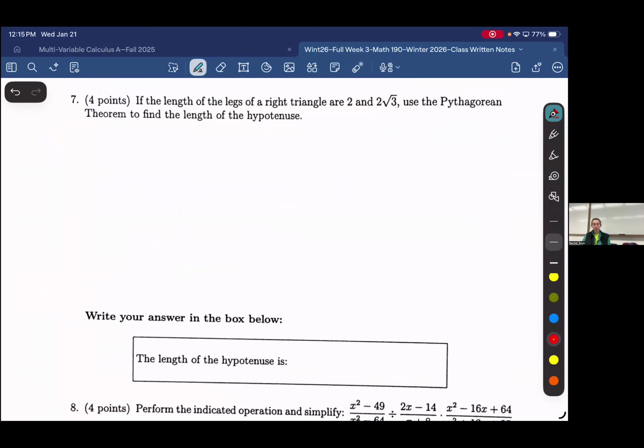We have, if the length of the legs of a right triangle are 2 and 2 square root of 3, use the Pythagorean theorem to find the length of the hypotenuse. What's our Pythagorean theorem? Good. We're always referring to right triangles when we are using our Pythagorean theorem. Our hypotenuse is always our C, and our legs can be interchangeable. So we're going to have A be equal to 2 and B be equal to 2 square root of 3.